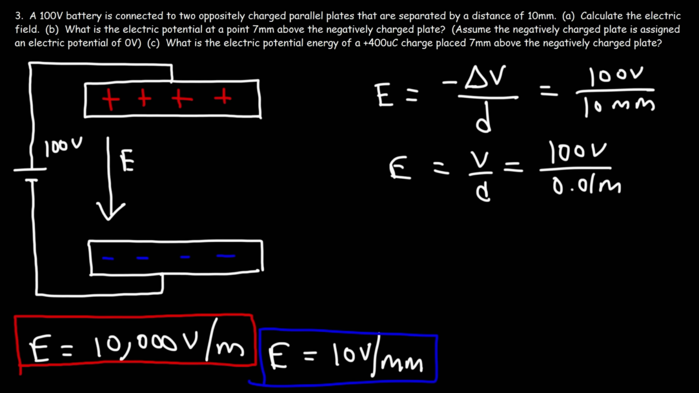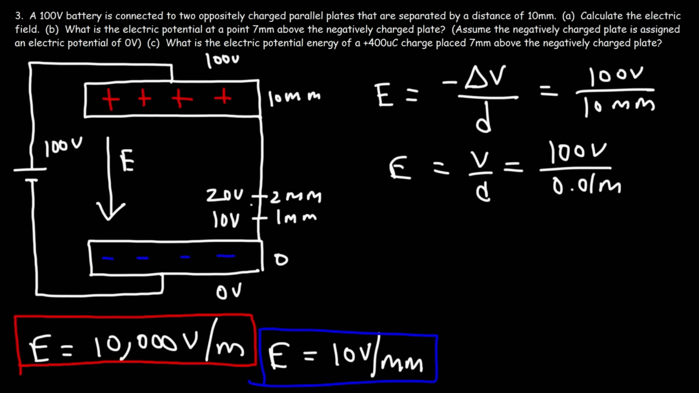So let's say at this plate it's 100 volts, at this plate it's 0 volts. Let me put these numbers over here. So let's put 0 over here and 100 over here. And let's say this is the distance between the plates. So here it's at 0 and here it's at 10 millimeters. If we were to move 1 millimeter above the negatively charged plate, the electric potential will change by 10 volts. If we move another millimeter, it's going to increase by 10, so now it's going to be 20.